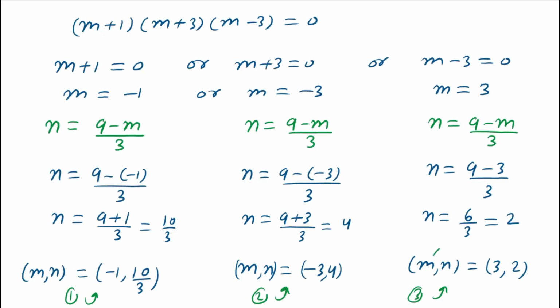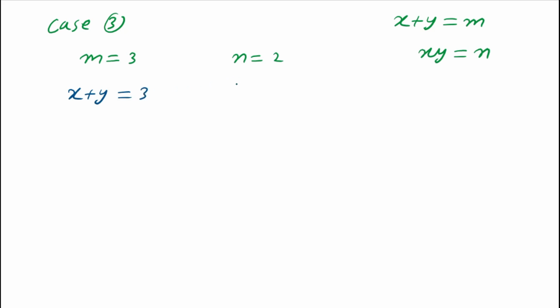Now let's solve case third. Case third is m equal to 3 and n equal to 2. M is equal to 3 and n is equal to 2, and the value of x plus y is equal to m, and x times y is equal to n. So m is replaced by x plus y, which is equal to 3, and n is replaced by x times y, which is equal to 2.